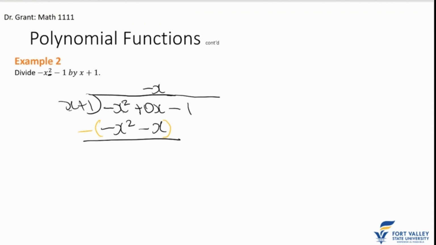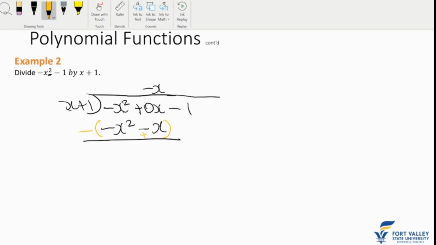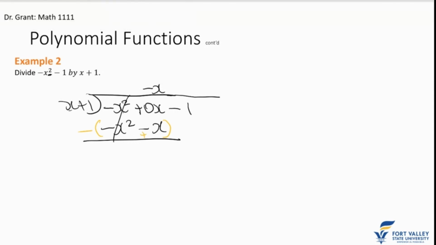Then I am subtracting. This sign will change. These go away. So this becomes negative x. Actually, a positive, because this is a positive sign. Yeah, positive x. I bring down my negative 1. x divides itself once. 1 times x is x. 1 times 1 is 1.